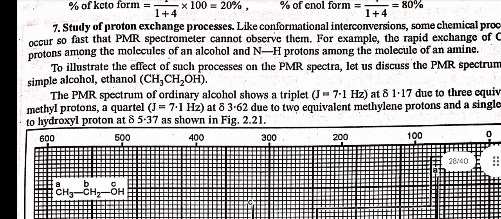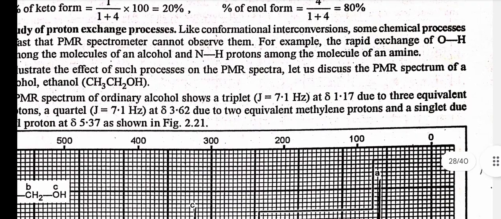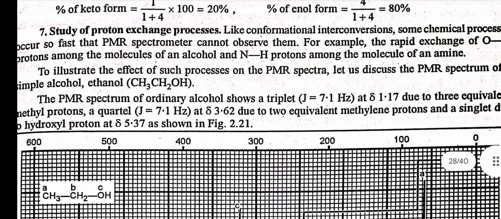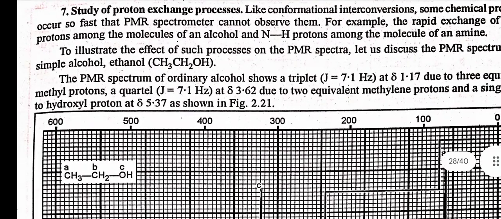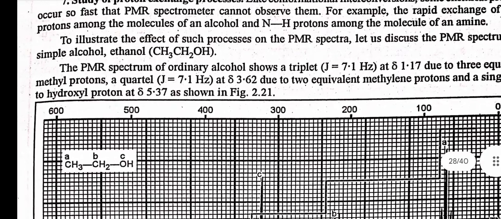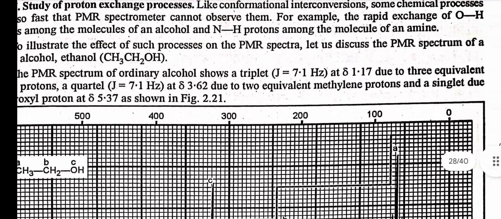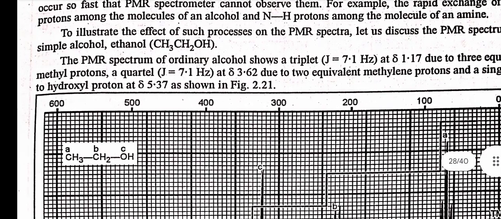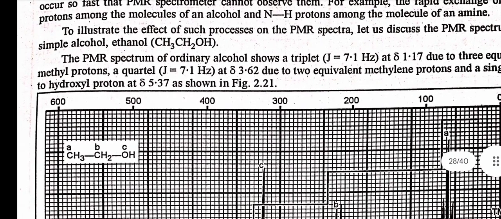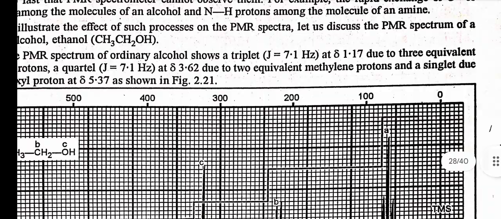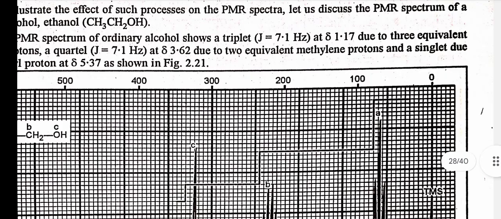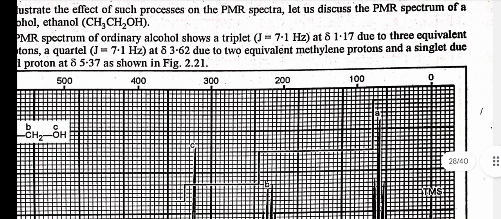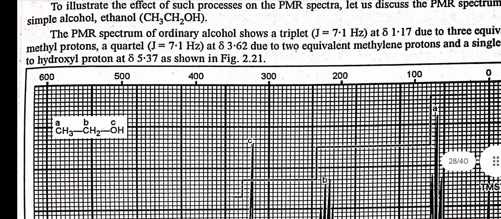Study of proton exchange process like conformational interconversion. Some chemical processes occur so fast that the PMR spectrometer cannot observe them. For example, the rapid exchange of OH protons among the molecules of an alcohol and NH protons among the molecules of an amine. To illustrate the effect of such processes on a PMR spectrum, let us discuss the PMR spectrum of a simple alcohol, ethanol. The PMR spectrum of ordinary alcohol shows a triplet due to the three equivalent methyl protons, a quartet at delta 3.62 due to two equivalent methylene protons, and a singlet due to hydroxyl proton at delta 5.37 as shown in figure 2.21.